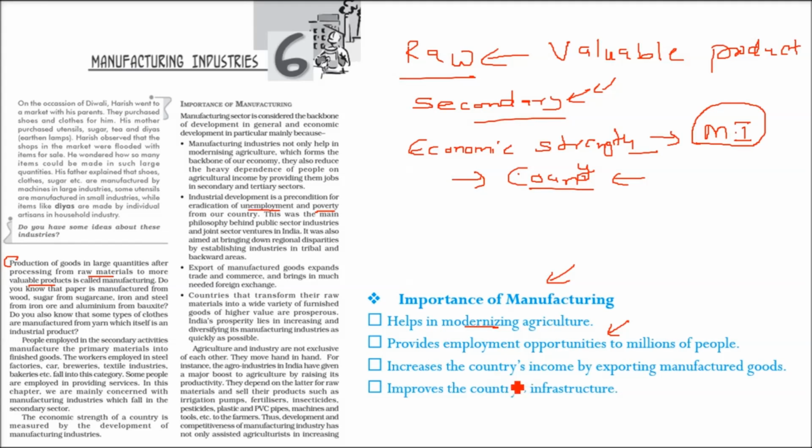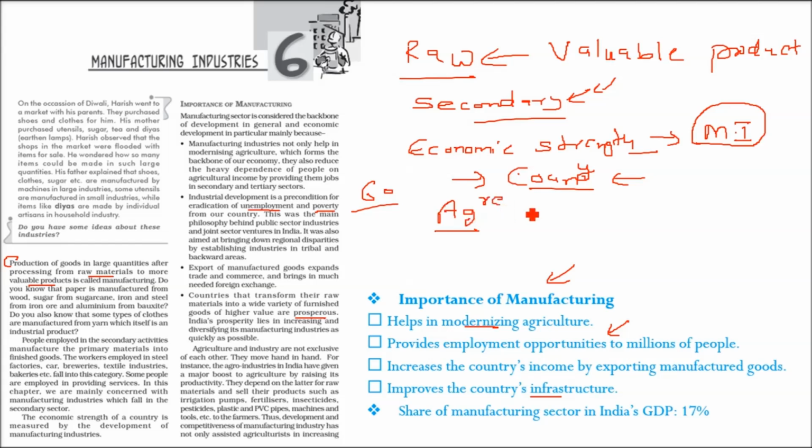It improves the country's infrastructure. This also is done by manufacturing. And the countries that are transforming raw materials into finished goods are always seen to be prosperous. So it improves the level of the country, its money, foreign exchange, and infrastructure. One thing is very important: when we talk about agriculture, 60% of Indian people are involved directly or indirectly in agriculture.